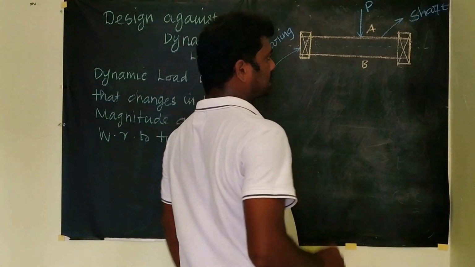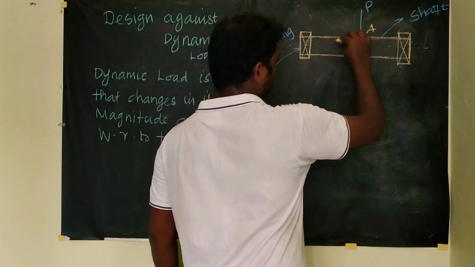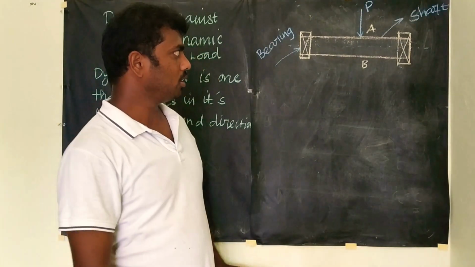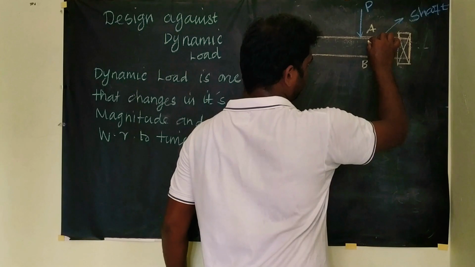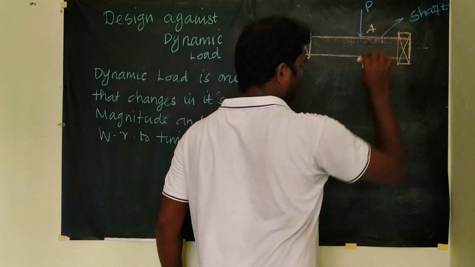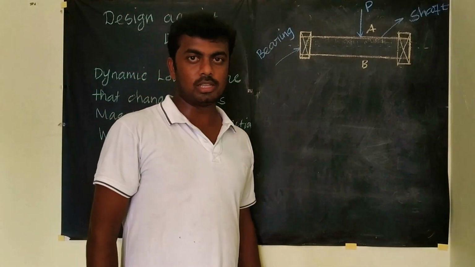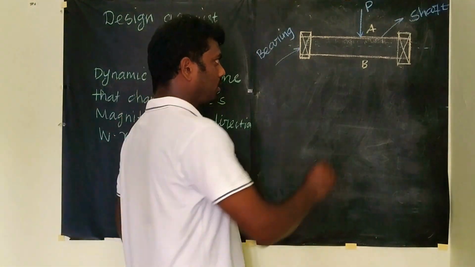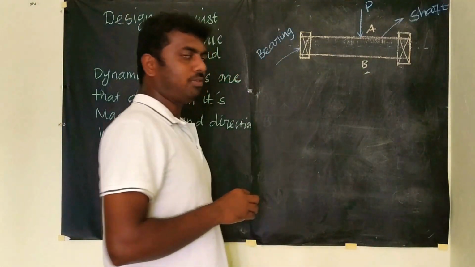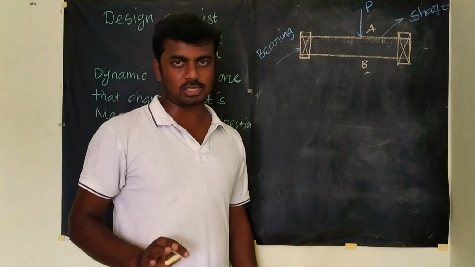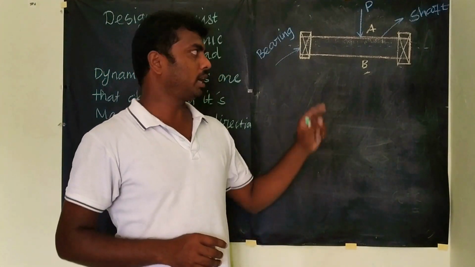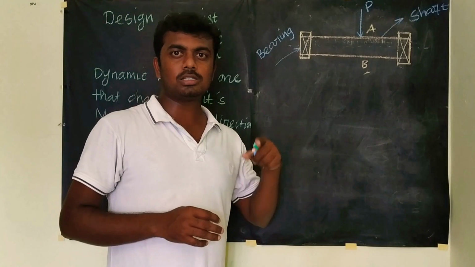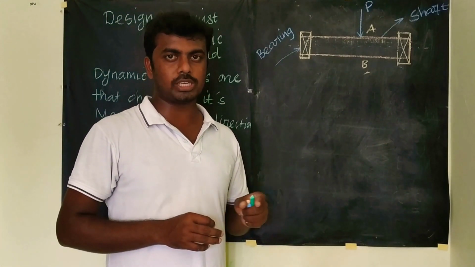Under the action of this transverse load, the top portion of the shaft is subjected to only compressive stress. See here, this top portion of the shaft is subjected to only compressive force. There is no tensile stress induced here under the action of this transverse load. Similarly, the bottom portion of the shaft is subjected to only tensile stress. There is no compressive stress. It means that this load does not change with respect to direction. There is no change in direction.